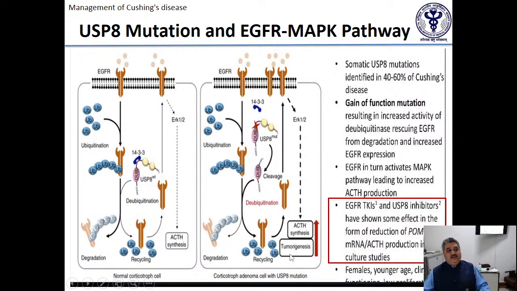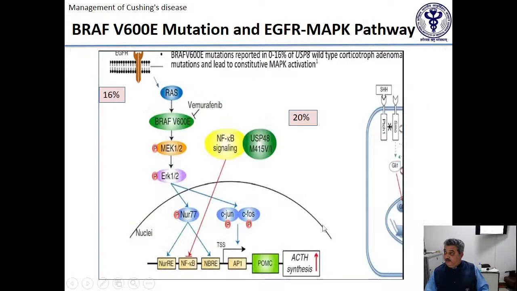So these tumors occur in the female mostly. They are microadenomas and they respond better to the treatment, surgery, as well as the somatostatin receptor analogs. But only 60% shows this. The next 40%, the 20% shows the USP48 mutations and 16% shows BRAF mutations. They are the activator of the different pathways.